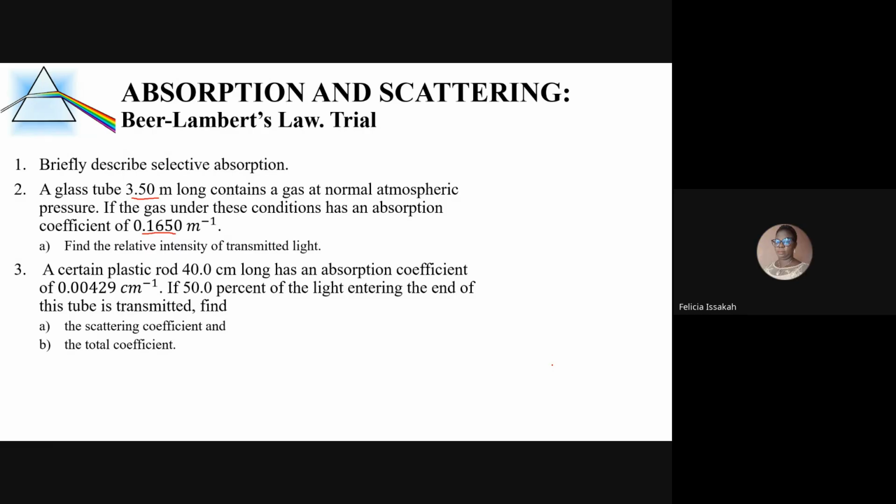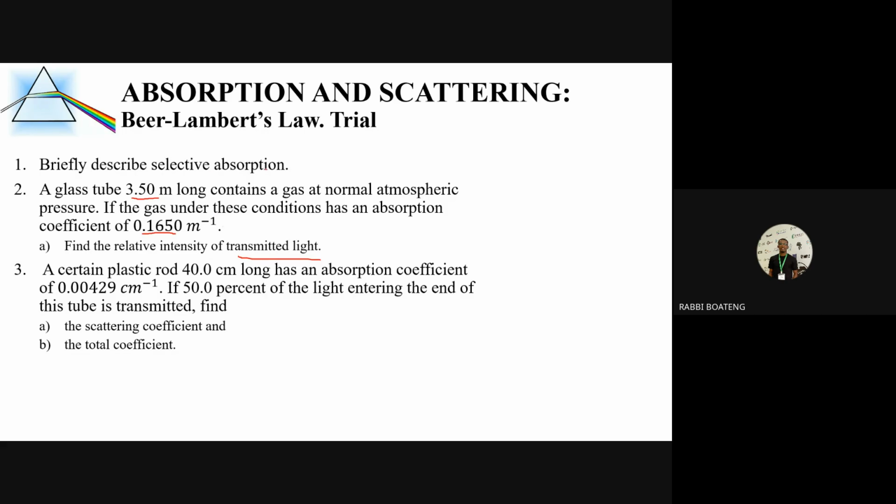0.7. Yes, you didn't bring the negative, that's why. So after the exponent, I should bring negative. There's a negative in the formula. Okay. So you have to apply negative to the 0.165 before you get an answer. Okay, so I have 0.561. That's perfect. So that is going to be our relative intensity of transmitted light.